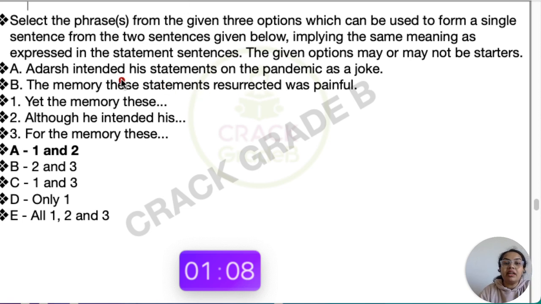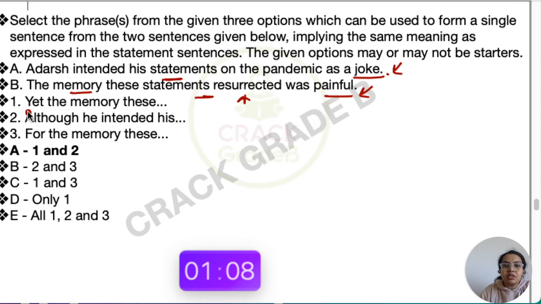Adarsh intended his statement on pandemic as a joke. So whatever he said, he said as a joke. The memory these statements resurrected was painful. So resurrect means to bring back to life again. The memory these statements resurrected, these things were painful. So they were not haha things, they were the things which made people cry. So the two opposite things.